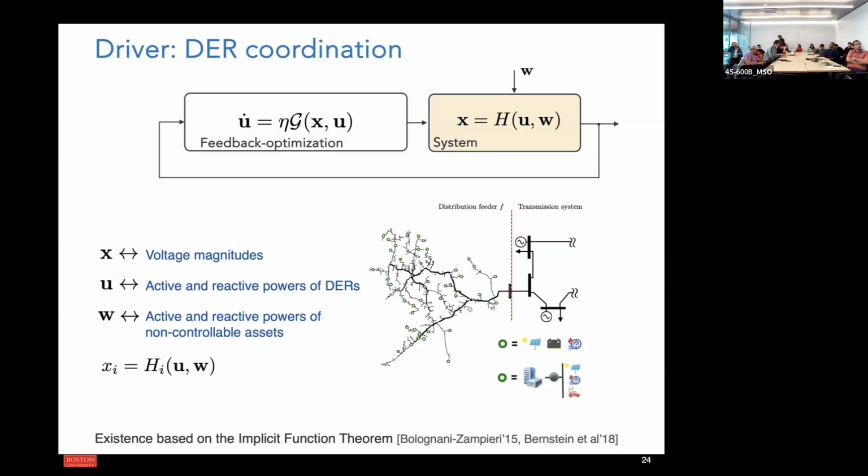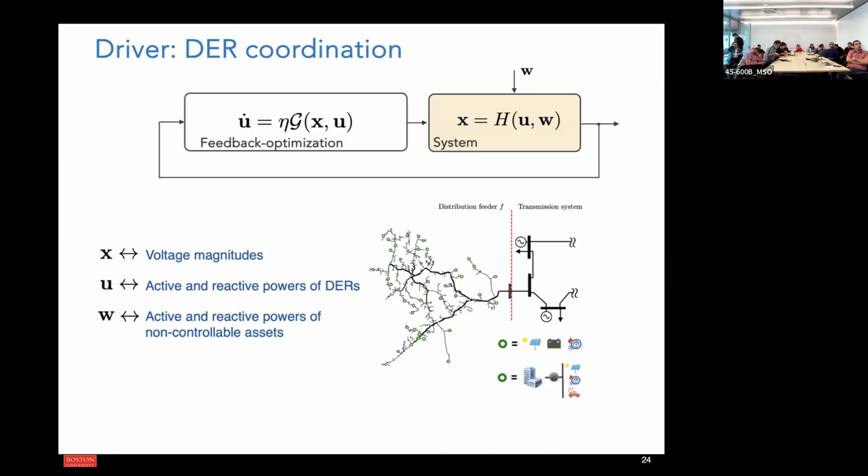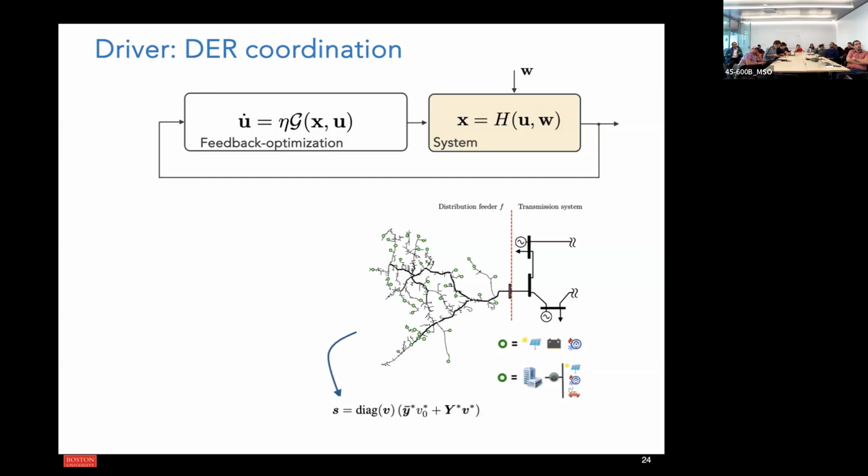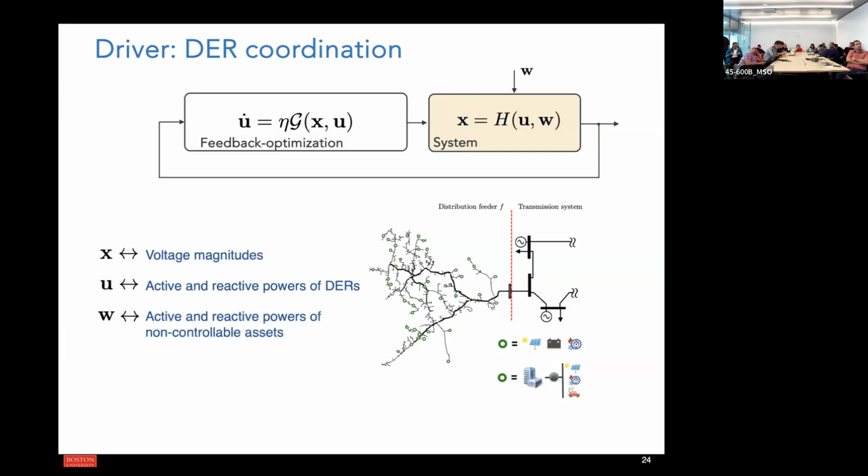So there was an S there. I forgot, what is S? You did not explain. Oh, this one? Yes. So this is the complex power. What I'm going to do here is just stack in the U the active and reactive powers, right?